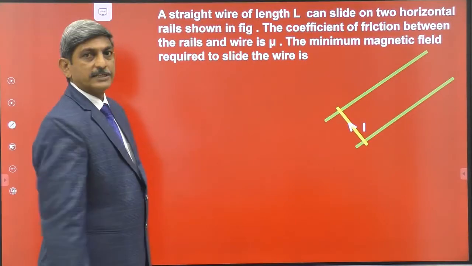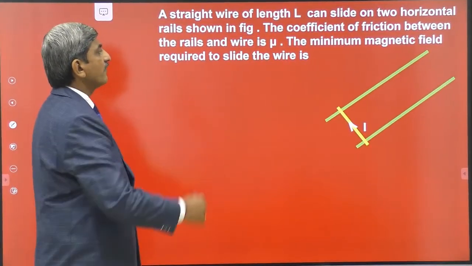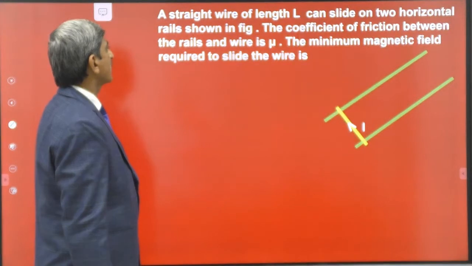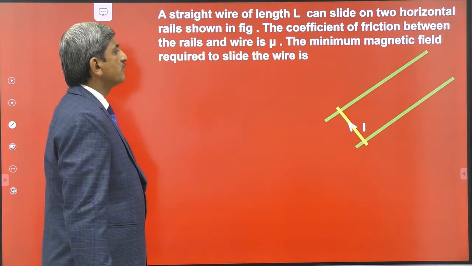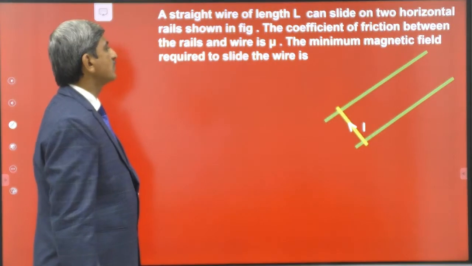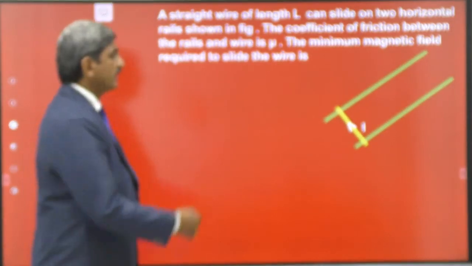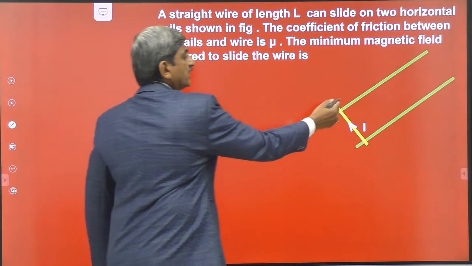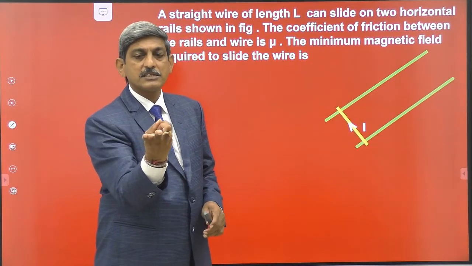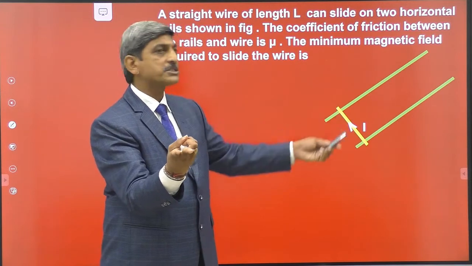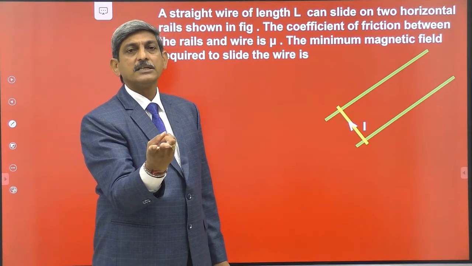Now come to the next problem. A straight wire of length L can slide on two horizontal rails shown in the figure. The coefficient of friction between the rails and the wire is mu. The minimum magnetic field required to slide the wire is dash. Here, suppose these two are the rails which are held in the horizontal direction like this, but that is represented in the three-dimensional diagram in the figure itself.